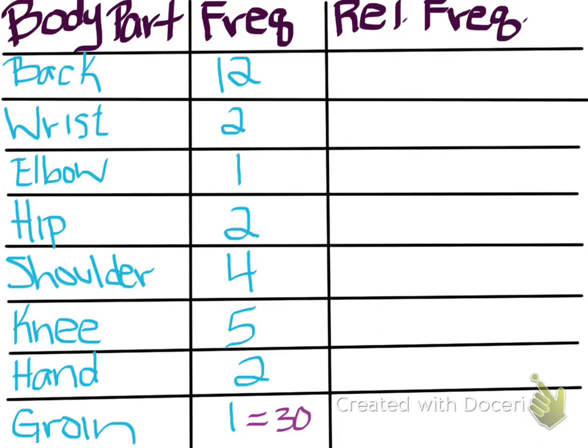So once we have the body part column and the frequency column filled out, we're going to move on to the relative frequency column. So to calculate the relative frequency, what I'm going to do is take the frequency for that injury. So for a back injury, there were 12. And I'm going to divide that by the total number of injuries. So there were 30 different injuries, or 30 patients total. 12 over 30 is 0.4. Or 40%.